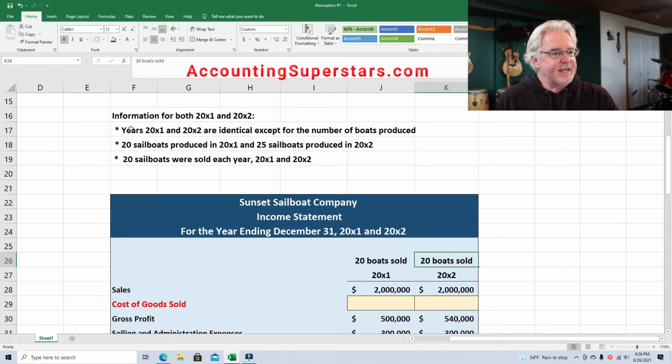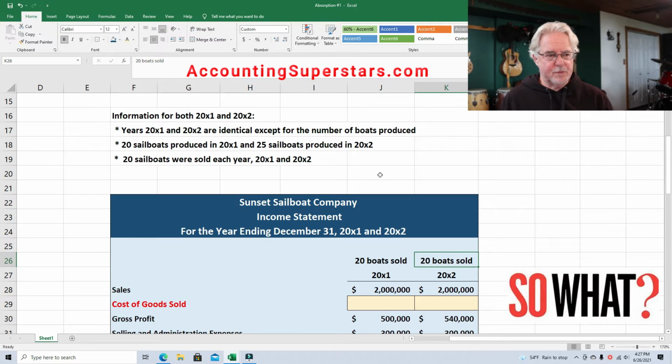Well, the next thing here is that 20 sailboats were produced in 2001 and 25 sailboats were produced in 2002. So that's the only difference. In 2001, they made 20 boats and sold 20 boats. In 2002, they made 25 boats, but sold 20 boats.